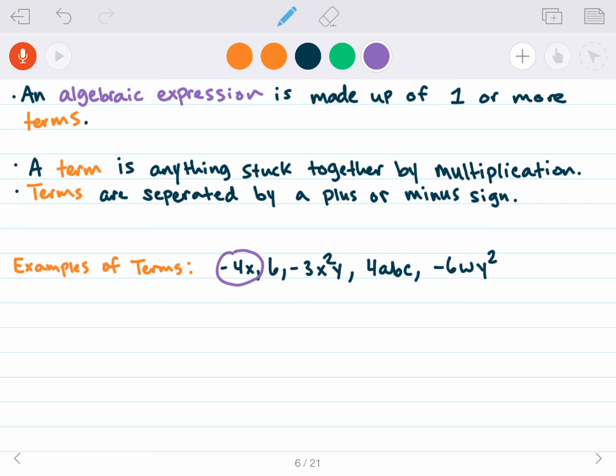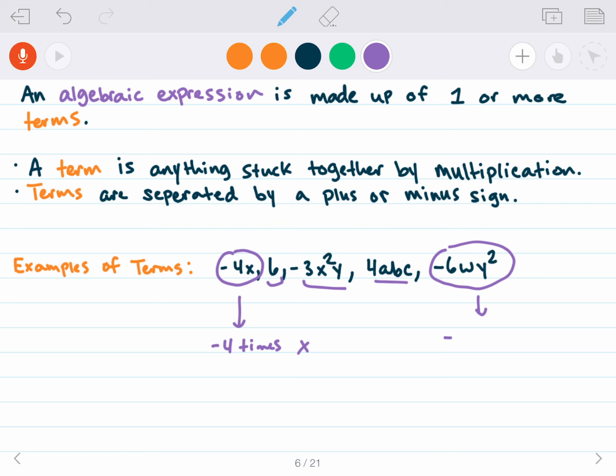And as I said, guys, in algebra, typically we use a dot or we don't write anything at all to express multiplication. So negative 4x actually means negative 4 times x. That's what that means. It's all stuck together. There's no sign in between the negative 4 and the x, so that's multiplication. All right, and another one, this guy. These are all terms because everything's stuck together with multiplication.